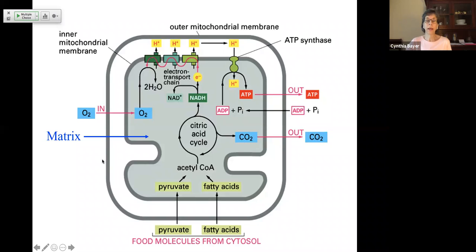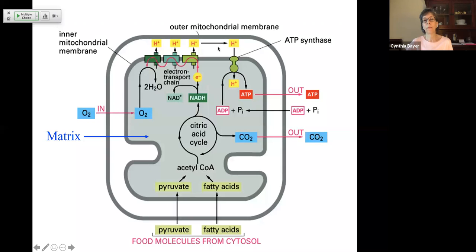So what we're going to be looking at are coupled processes. The electrons that have been carried away in NADH, those electrons are going to be passed through an electron transport chain. We're going to see how that is coupled. The movement of these electrons is coupled to the pumping of protons, hydrogen ions, from the matrix into the intermembrane space. That pumping of protons creates a gradient. The potential energy of that gradient is a force.